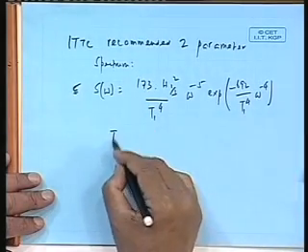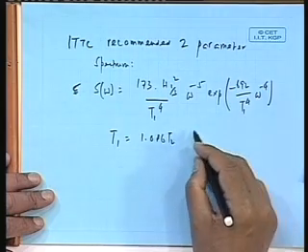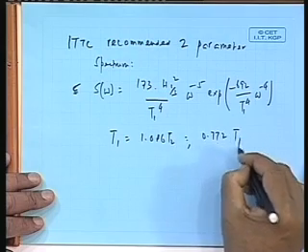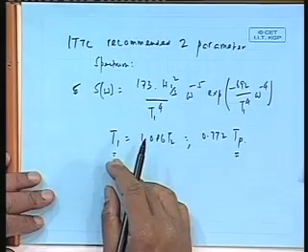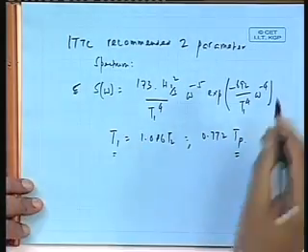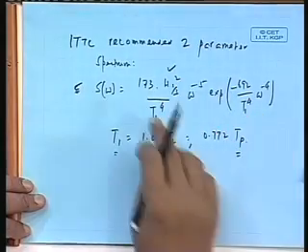When T1 equals 1.0862, it equals 0.772 TP. So you see, if you know the peak period, you can find out this T1. T1 is actually connected to what is called an average zero upcrossing period. So if you know h 1/3 and if you know TP, then you can get T1.